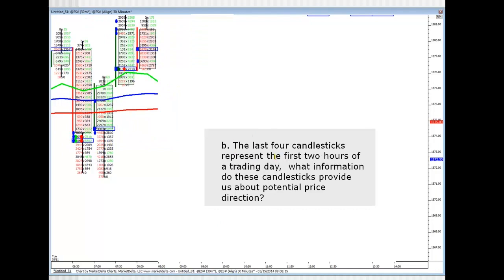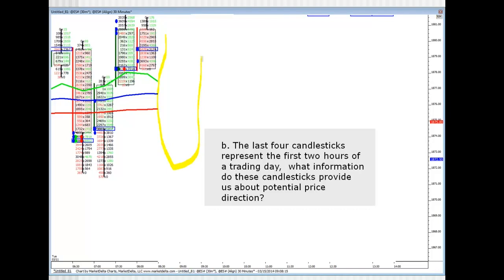All right, the last 4 candlesticks represent the first 2 hours of a trading day. What information do these candlesticks provide us about potential price direction? And the answer, again, is really very easy. They really don't provide us much information at all. If anything, they tell us the market is in a rotational state.